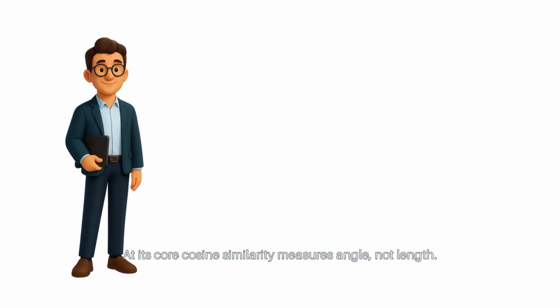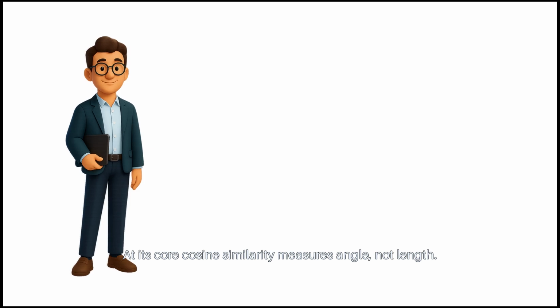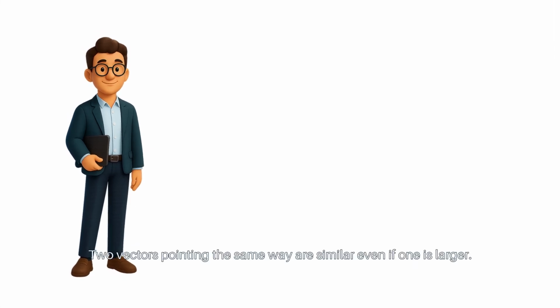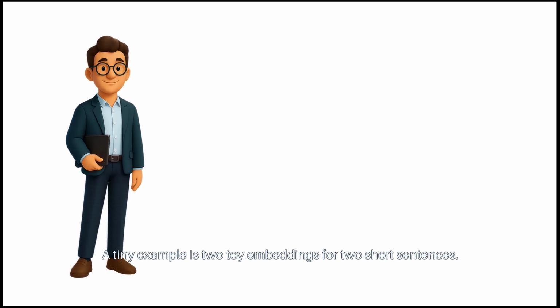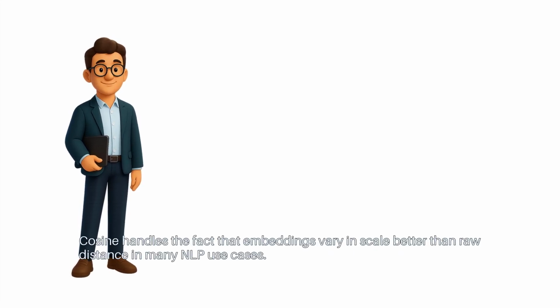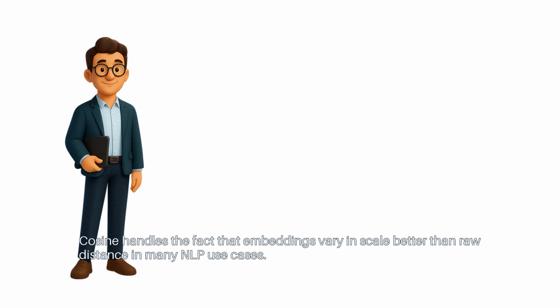At its core, cosine similarity measures angle, not length. Two vectors pointing the same way are similar even if one is larger. A tiny example is two toy embeddings for two short sentences. Cosine handles the fact that embeddings vary in scale better than raw distance in many NLP use cases.